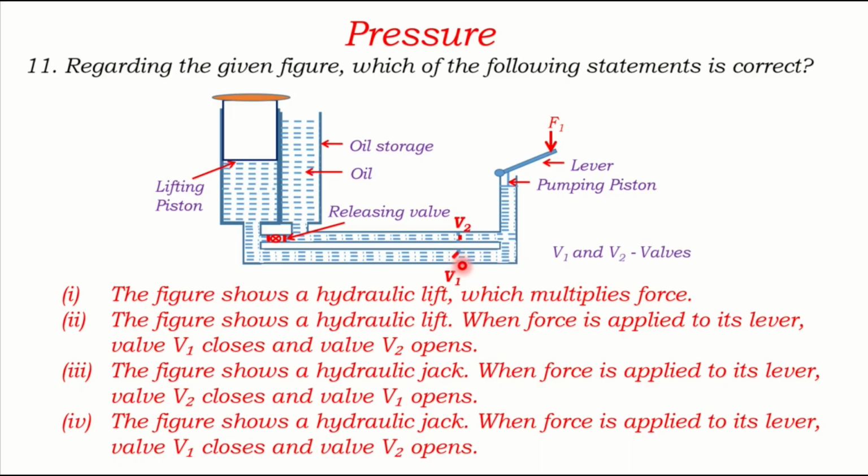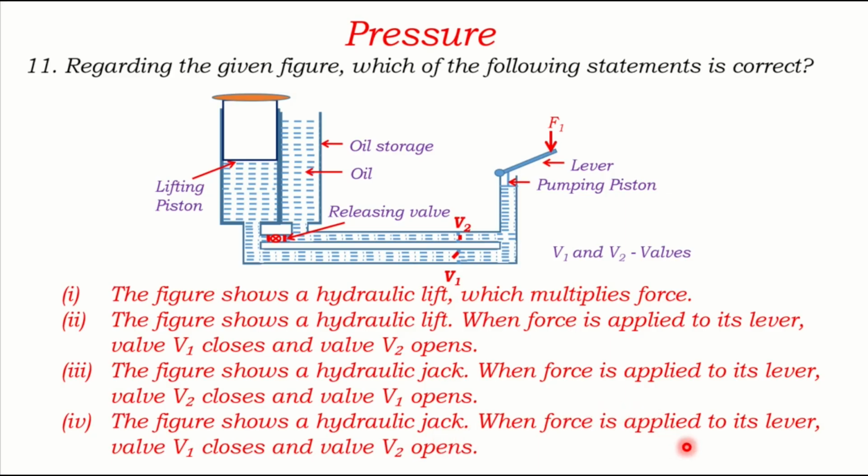So V1 is set in such a way that it opens towards left hand side, and V2 is set in such a way that it opens towards right hand side. So when we apply force on lever, it opens V1, not V2. V2 remains closed and V1 opens and pressure transmits to lifting piston. And this is the correct option. Number 3 is correct. But let's take 4th also.